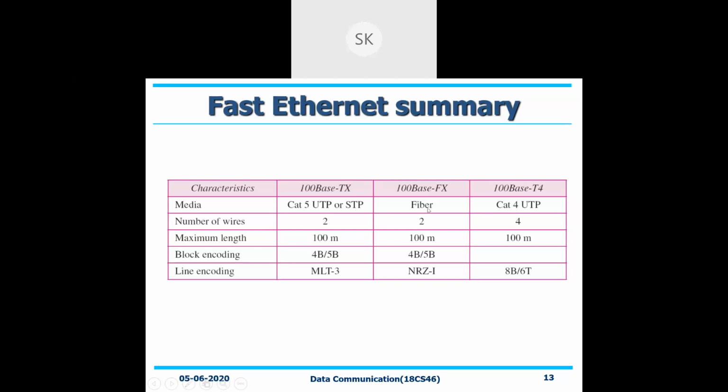So the next one is fiber. It will be using the media. Here with respect to your 100 Base T4, category 4 or category 3 will be used with respect to your unshielded twisted pair. The number of wires that you are using with respect to 100 Base TX is 2 wires. Fiber, it will be 2 only. But with respect to 100 Base T4, 4 wires will be available. But the maximum length that it can transmit is 100 meters only. It is not more than that.